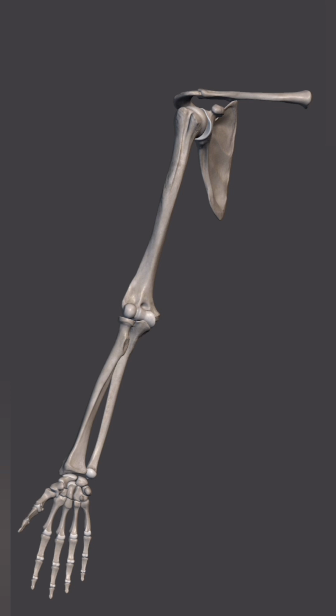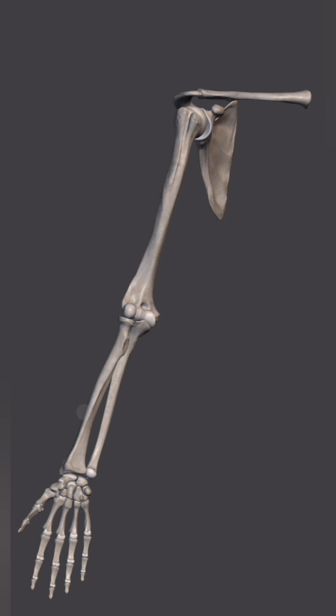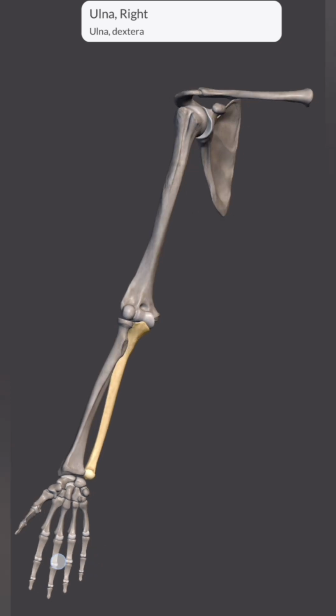So these are the bones of the upper limb. This one is the clavicle, this one is the scapula, and the bone located in the arm is known as the humerus. Forearm bones are the radius and ulna, and the bones present in our hand are called carpal bones and metacarpal bones.